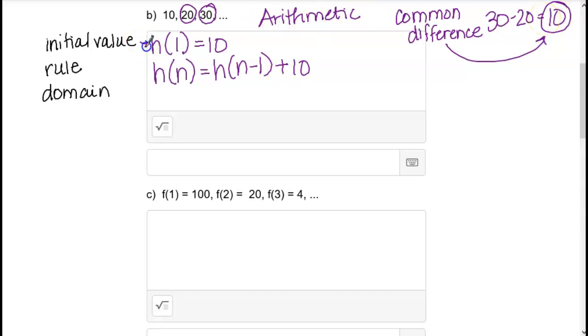So here's the initial value. Here's the rule. The domain is always going to be increasing this number by 1. So n is greater than or equal to 2. So if this sequence had started at like 5, the number here would be 6. If this number here had started at 27, this number would be 28. So this number for your domain is always 1 greater than this input value here.